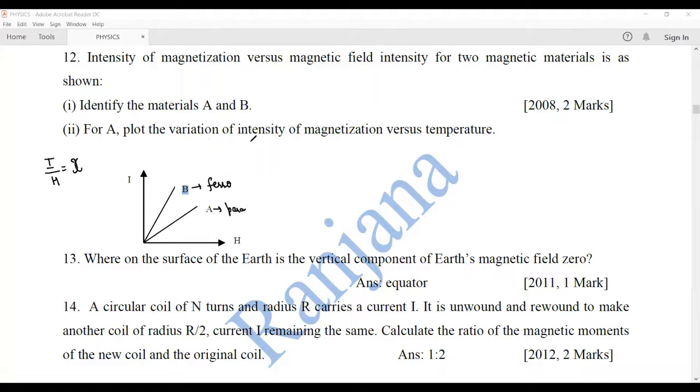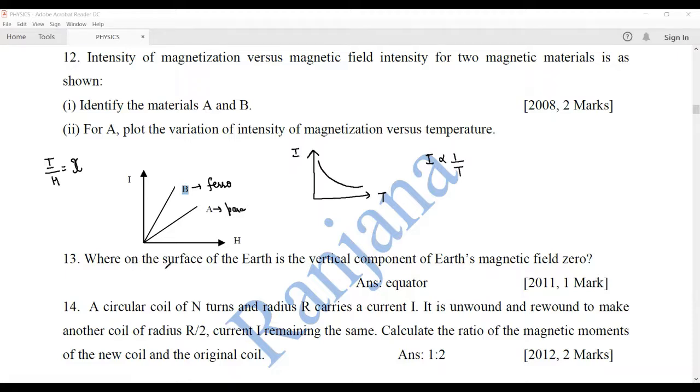For A, plot the variation of the intensity of magnetization versus temperature. So let us take temperature along the x-axis and the intensity of magnetization along the y-axis. Now we know that for a paramagnetic substance, the intensity of magnetization is inversely proportional to absolute temperature. So the graph will be a curved line as shown.